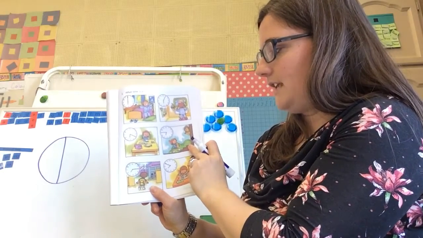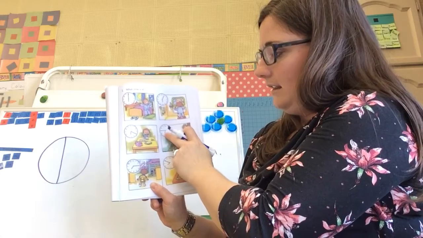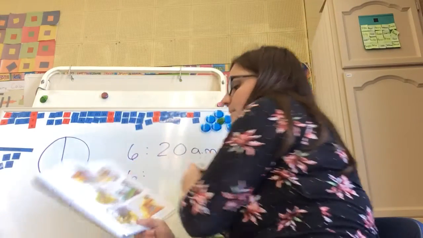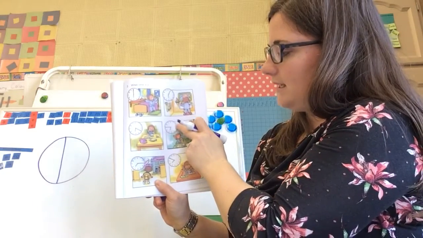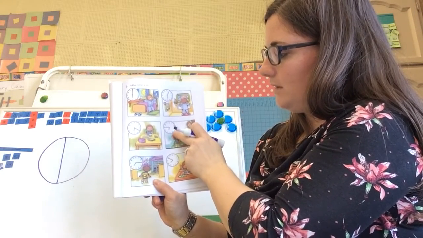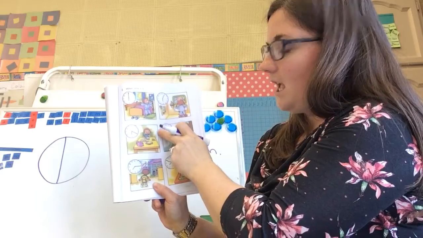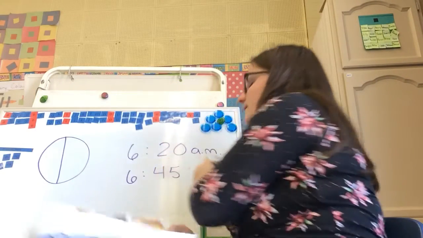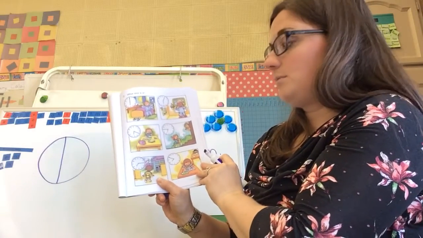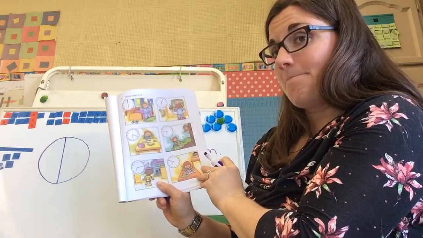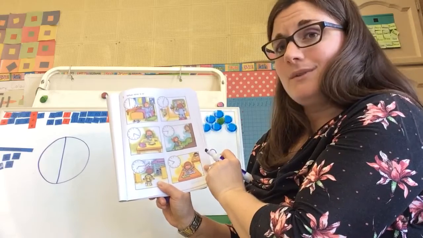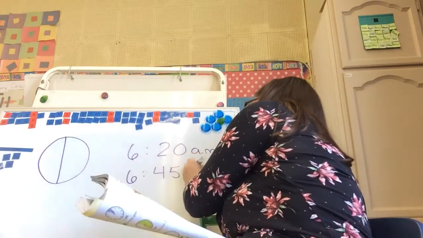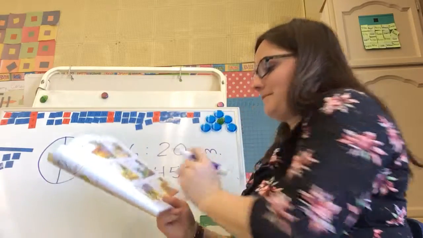Now let's look over here. What time do we have here? The little hand, it's not quite at the 7, so it must still be 6. But let's count the big hand. 5, 10, 15, 20, 25, 30, 35, 40, 45. 6:45. Okay? Now, should we write a.m. or p.m.? Looks like he's waving goodbye to his mom. He's walking to school. So, when does he leave for school? In the morning. So, we want to write a.m. Okay.